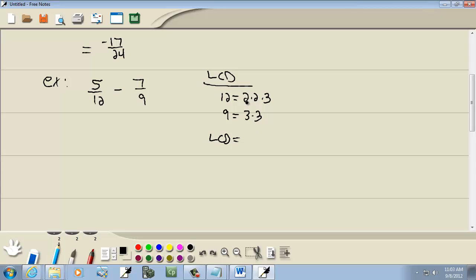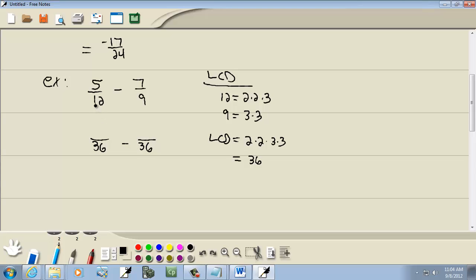Now we start with the first prime, the 2. We're looking for the greatest number of 2's on a single line. There's 2 of them here, there's none of them here. So the greatest number of 2's on a single line is 2. Well, then we go to the 3's. I'm looking for the greatest number of 3's on a single line. There's 1 here, there's 2 here, so the greatest number of 3's on a single line is 2. 2 times 2 is 4, 3 times 3 is 9, so that gives us 36. So that would be our common denominator.